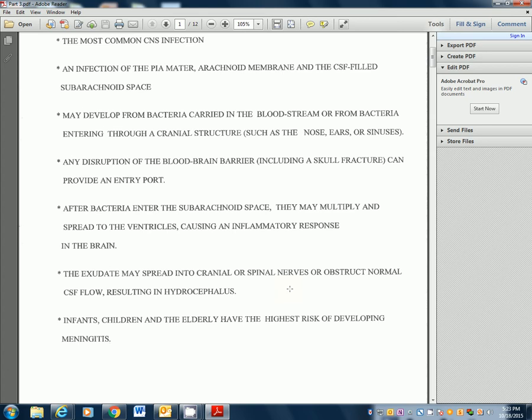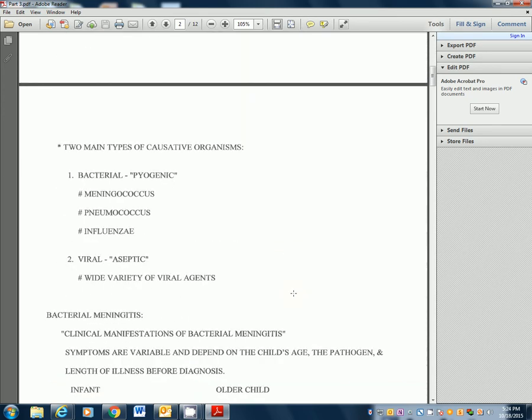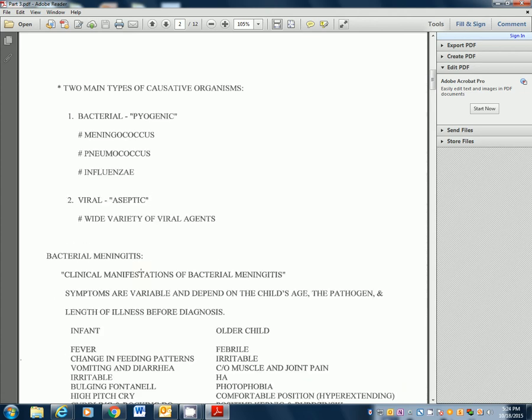Those who are at greatest risk are those less than 1 year of age, infants. Children and the elderly also have a high risk of developing meningitis. But most cases are seen in children, especially those younger than 1, and the highest risk age group is those less than 1. The 2 main types of causative organisms, again, are bacterial and viral. Some of the main bacterial causes are Meningococcus, pneumococcus, and influenza. The viral type is also known as aseptic; if you see aseptic, that means they have viral meningitis. It's a large variety of viral agents, like your Coxsackie virus and your echovirus. A lot of those viruses can be common.